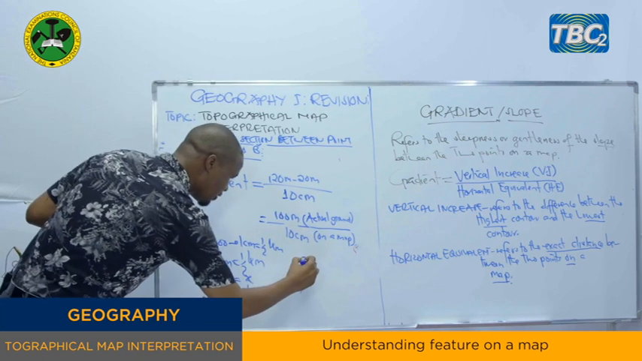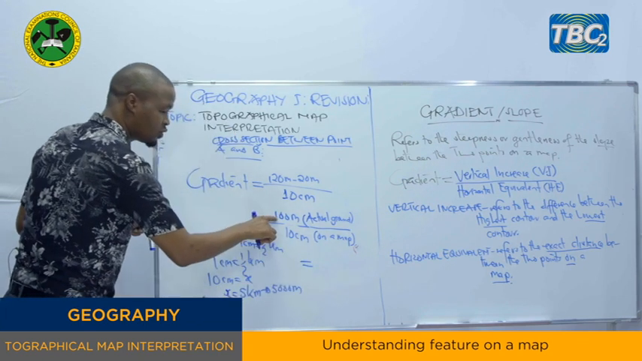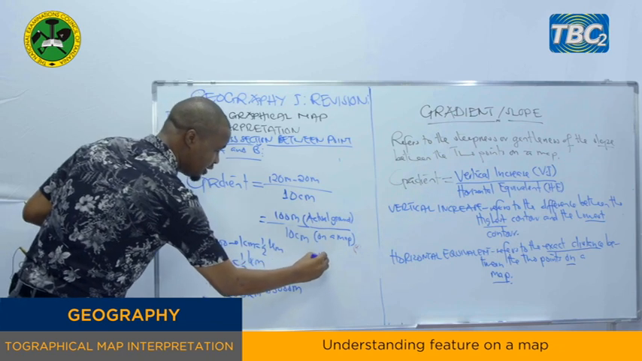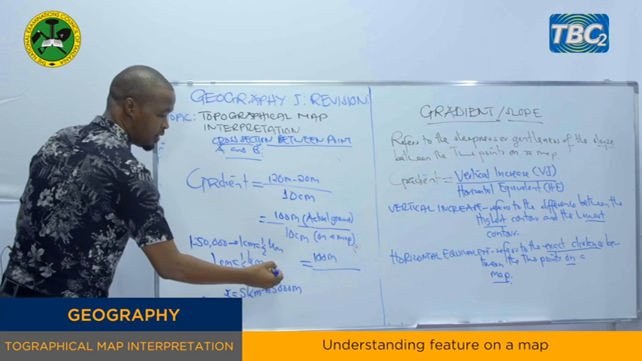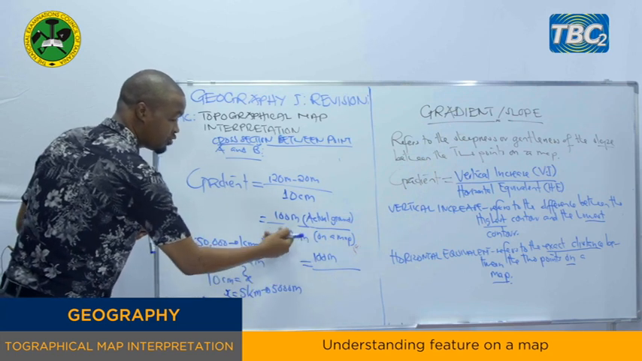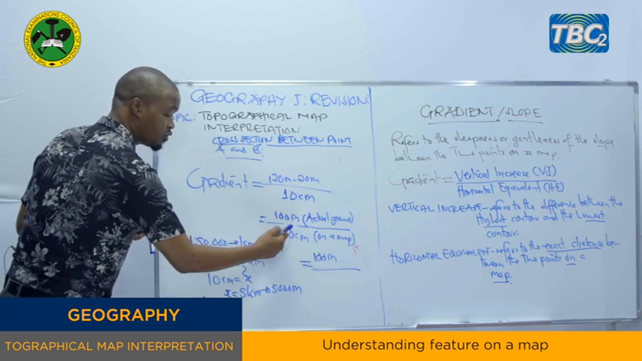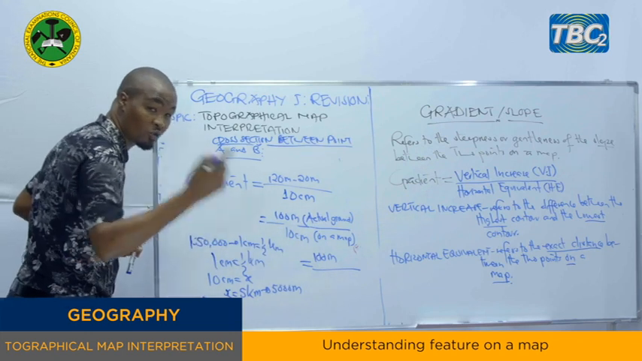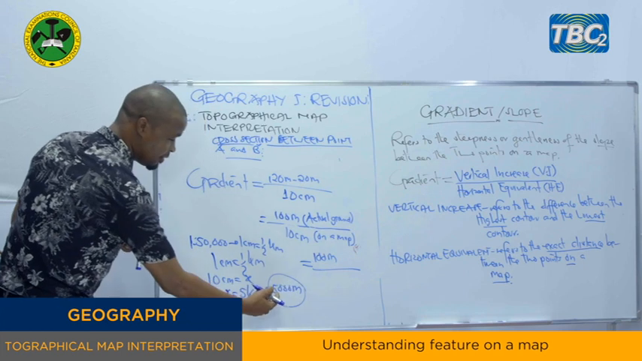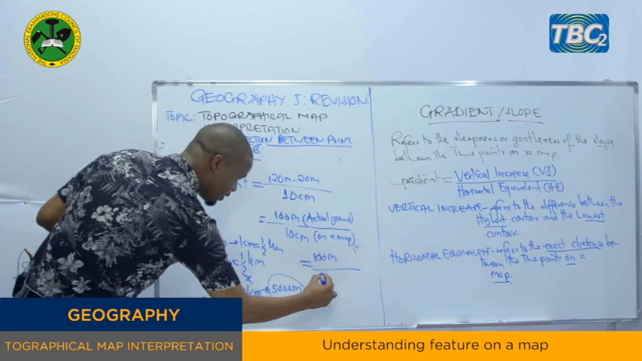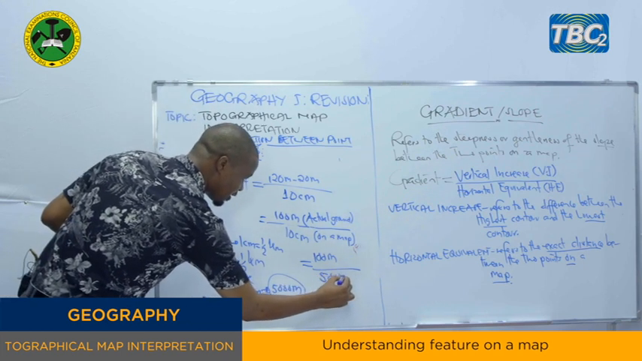It means gradient from here will be equal to this one, 100 meter, which is on the actual ground, divided by, see, this one. But this one is on the map. Right now, we have changed this one measurement, which is on the map, into what? Into the actual ground. And we have got this one, I mean, 5,000 meter. Then you write 5,000 meter.